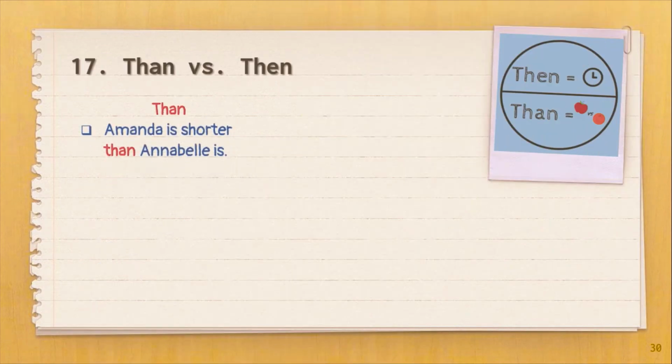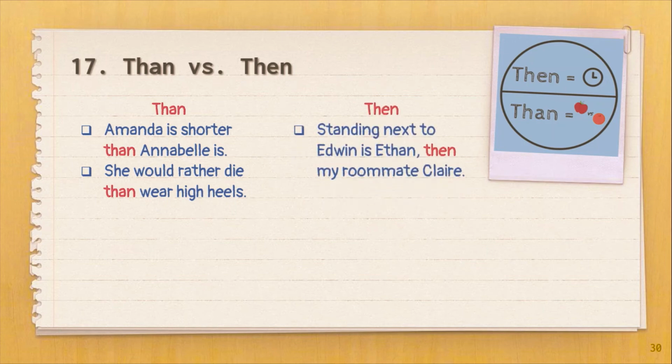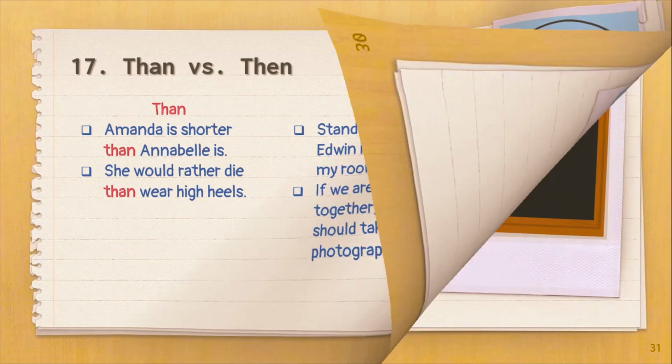Than. Amanda is shorter than Annabelle is, so it compares two persons. Okay? She would rather die than wear high heels, so it is a comparative sentence that uses than. Then, standing next to Edwin is Ethan, then my roommate Claire. Okay. If we're having fun together, then you should take lots of photographs.